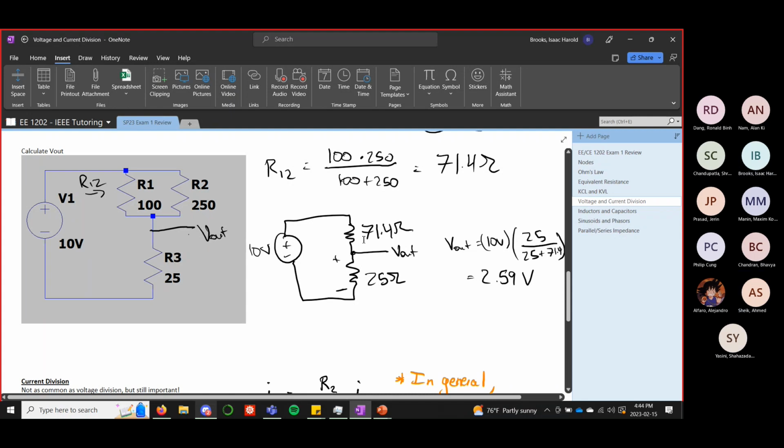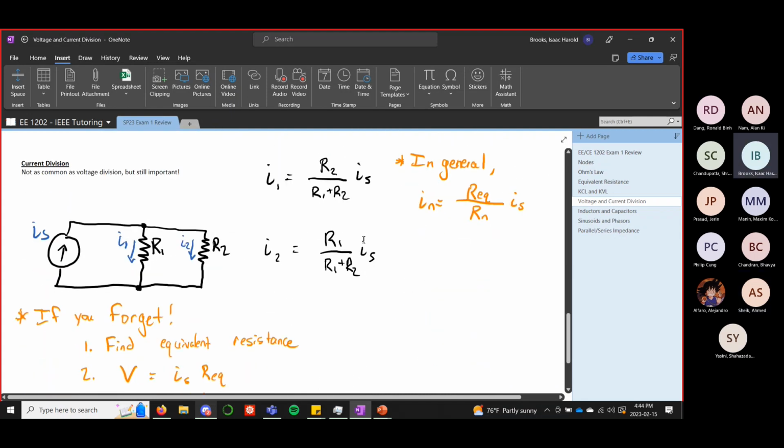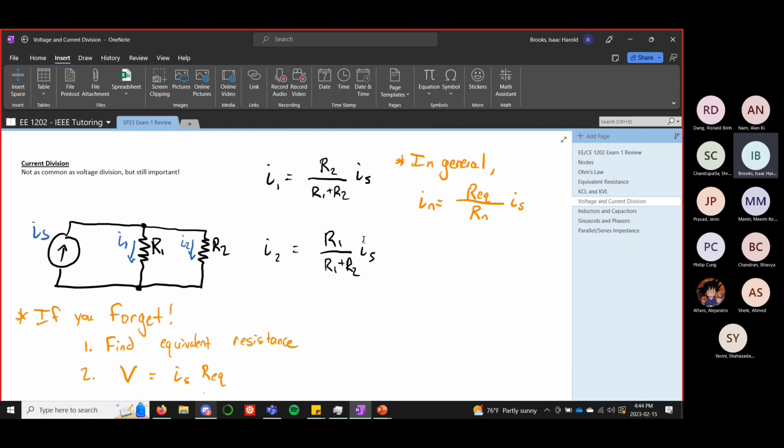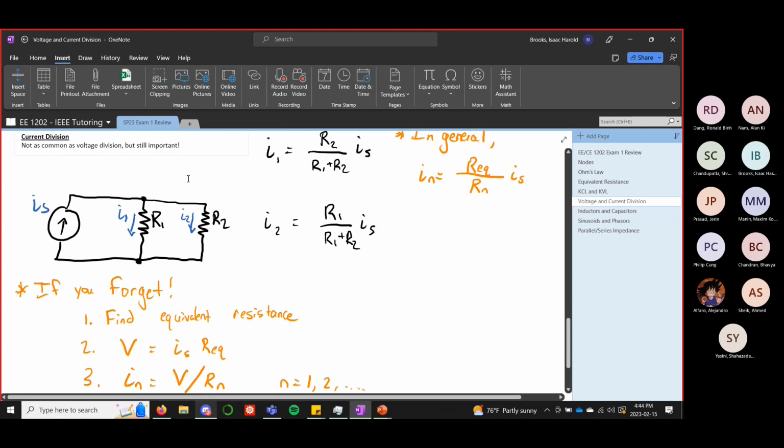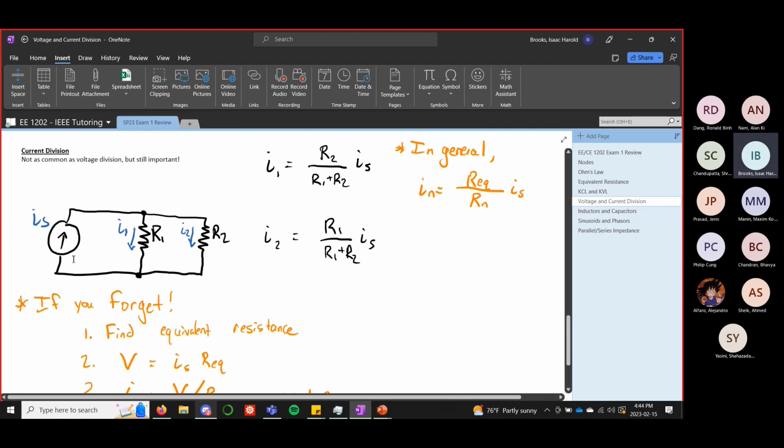Okay, let's move on. Current division is kind of the same idea, except reversed. So the formula is like the opposite. If we have a voltage or a current source here, and we have two resistors like this, the current through resistor R1 is equal to R2 over R1 plus R2. Or it's equal to the equivalent resistance divided by the resistor in question.